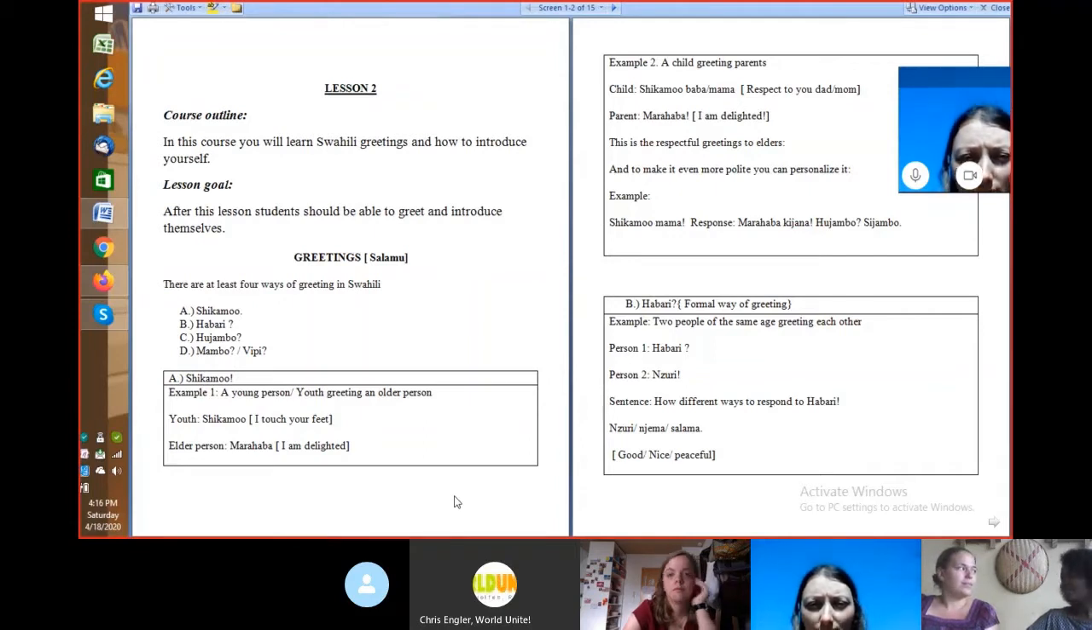And then I will answer nzuri, or salama, or njema. So there are three possibilities of responding to habari. In Tanzania, it depends on which region you stay. Some regions always reply with salama, some regions are used to nzuri, and some other people say njema. There's no specific way of responding to habari. You can use any of the three.